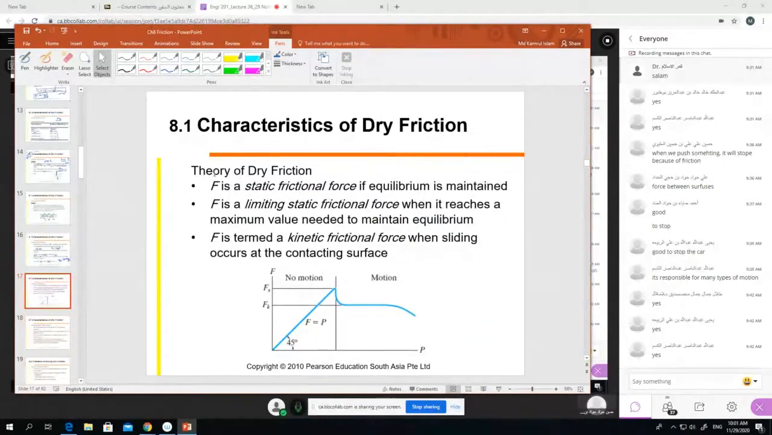Now this is the example. What happens if P increases? This is the block, and P is the force, and P is increasing slowly. The friction is increasing, and up to some point it reaches the coefficient of static friction. After that, if you keep pushing the load, the frictional force goes down very quickly to the kinetic value.